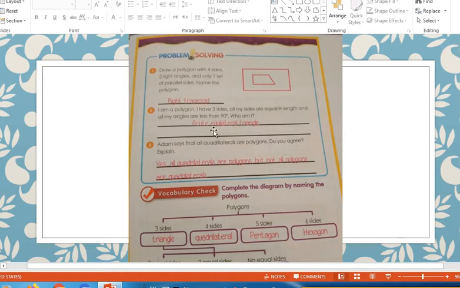All sides are equal, so I am equilateral. And all my angles are less than 90 degrees. So I am an acute equilateral triangle.